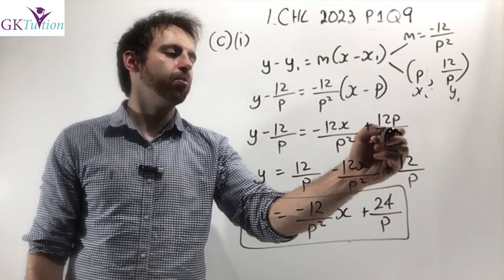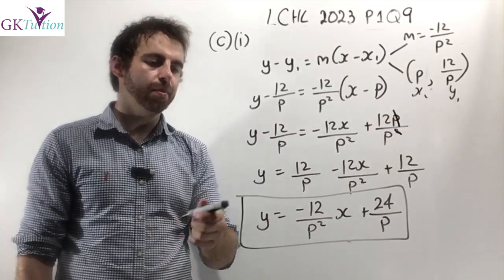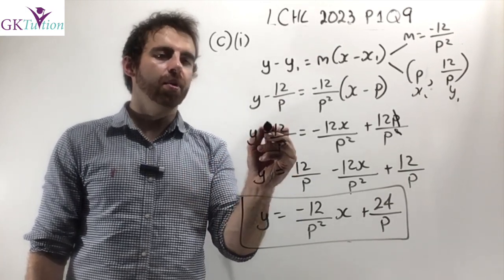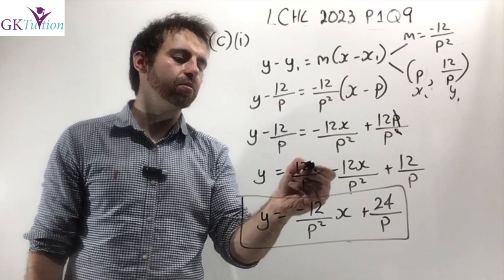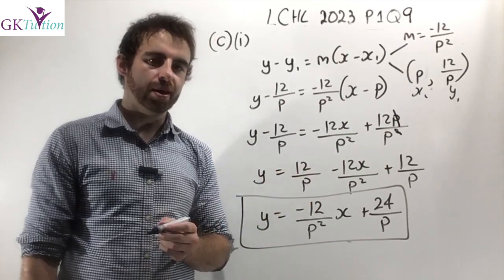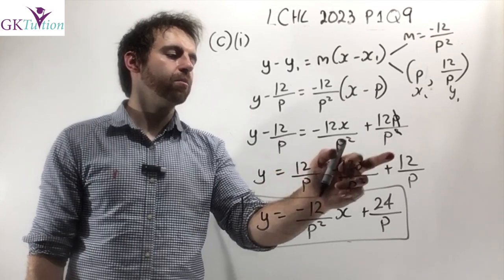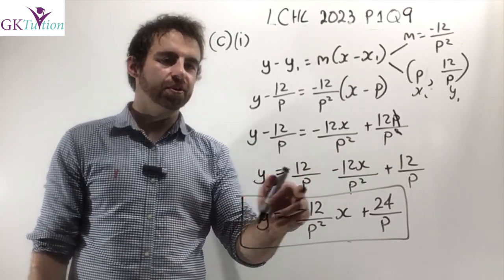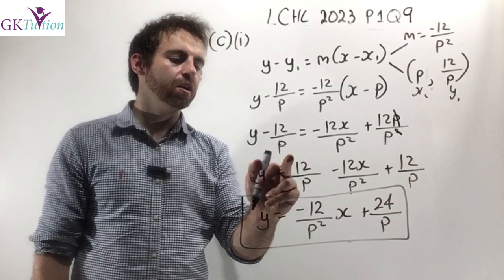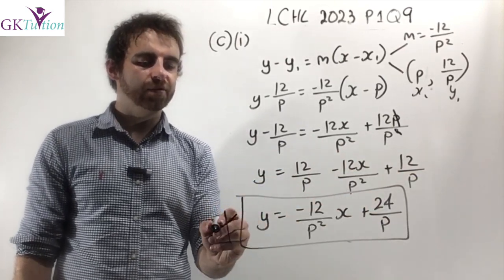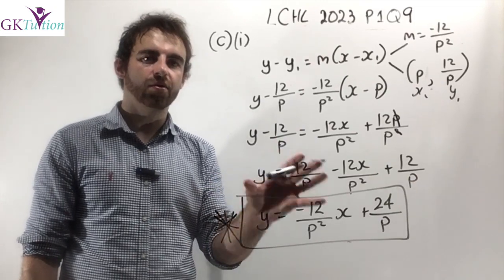Obviously here, one of the p's on the bottom cancels with the p on the top. And what I also did on the next line was I isolated y. I took the minus 12 over p and I brought it to the right. It became plus 12 over p. So I end up with 12 over p minus 12x over p squared plus 12 over p. The first term and the last term here are like terms. 12 over p plus 12 over p is simply 24 over p. And that leaves me with the equation of my tangent in the correct format.